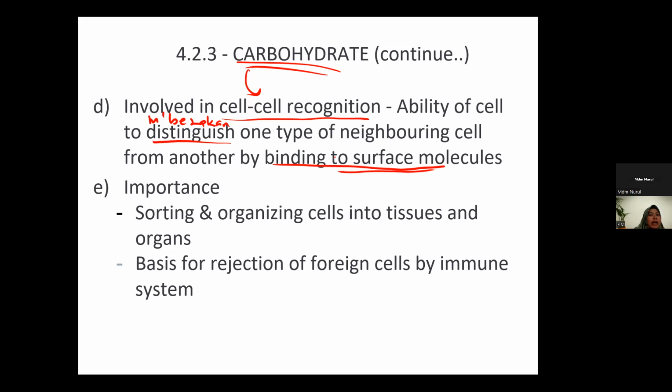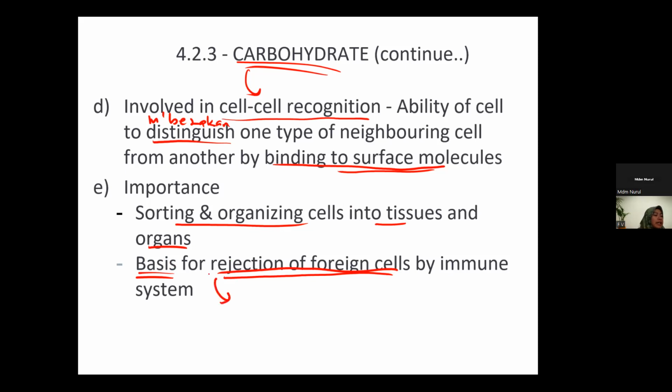Okay, so remember the carbohydrate attached to the protein, or attached to the lipid, is very important for cell-cell recognition to distinguish or to differentiate one cell from the other cell. Okay, right. So thus, it is important to sort and organize cells into tissues and also organs. Penting untuk mengasingkan cell-cell kepada tisu-tisu yang berbeza, right? And it is also a basis. Dia juga adalah satu basis kepada rejection of foreign cell. So, dia adalah penting untuk rejection tadilah.